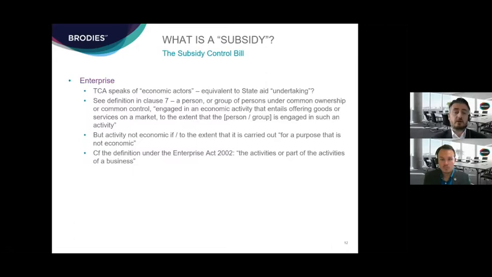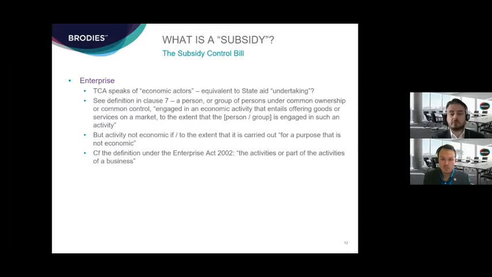So our other terms, enterprise, the state aid EU law uses undertaking generally. So in competition law, enterprise is the UK term, undertaking is the EU term, but there's not usually much difference between them, if any. The TCA spoke of economic actors, so there's a third term you can throw into the pot. There is a definition of enterprise in clause 7. So it's a person or a group of persons under common ownership or common control. And that can be relevant because if you have a group and you want to work out, for example, how much aid they've had for the de minimis purposes, you have to look at it on a group basis. And they have to be engaged in an economic activity that entails offering goods or services on a market.